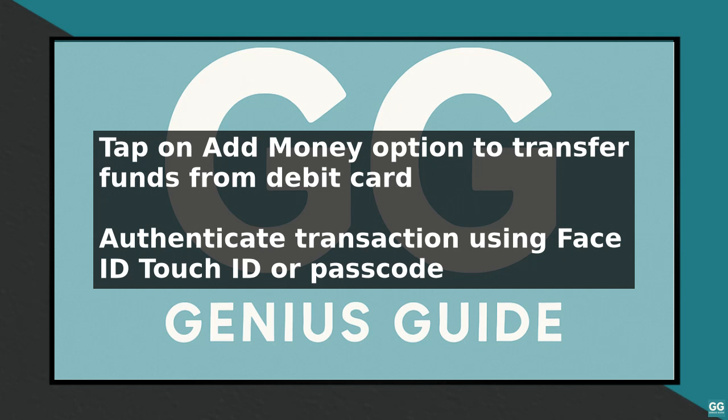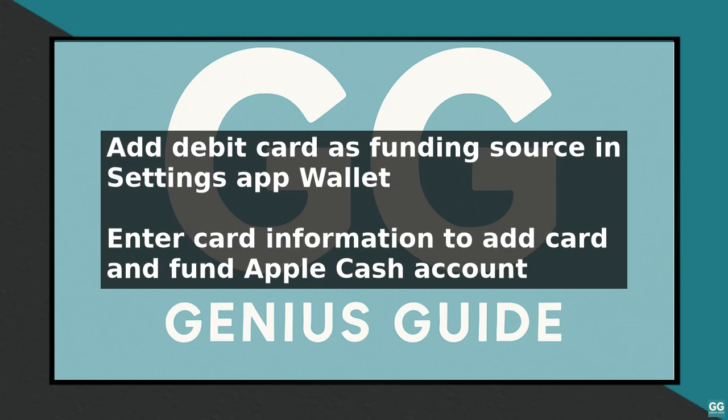To add a debit card as a funding source, go to the Settings app. Then tap on Wallet and Apple Pay. Select Add Card. Then choose Debit or Credit Card, and follow the prompts to enter your card information. Once your card is added, you can use it to fund your Apple Cash account.